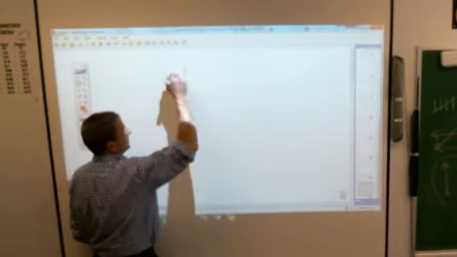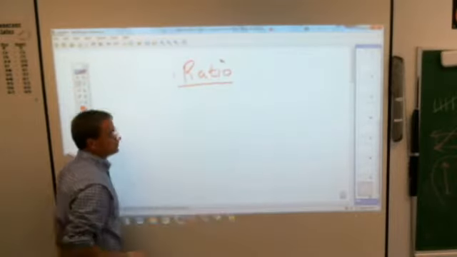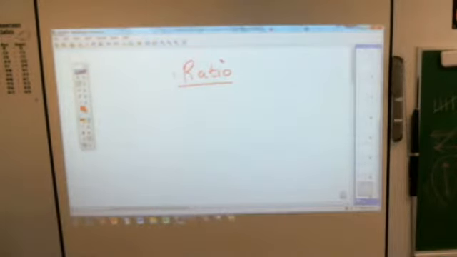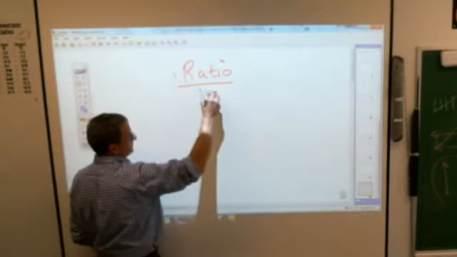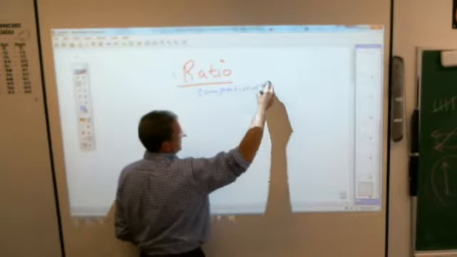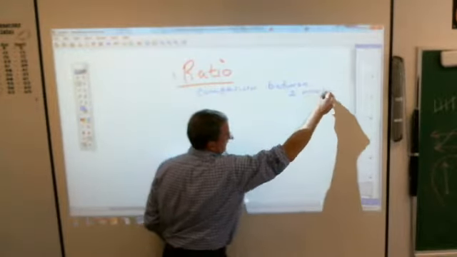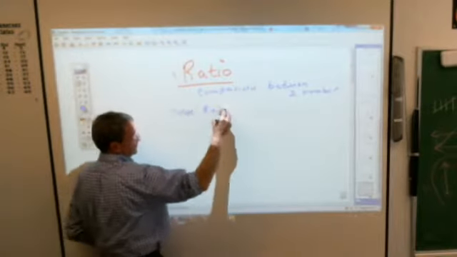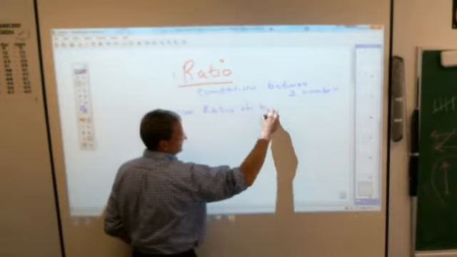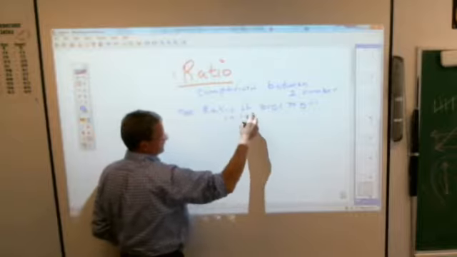The first thing to write down is the word ratio. A ratio is a comparison between two numbers. A good example of that would be the ratio of boys to girls in 6th grade.